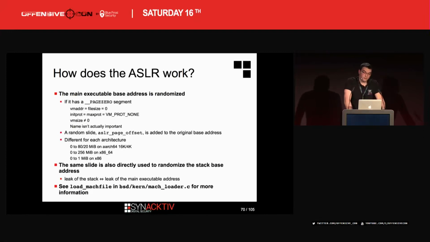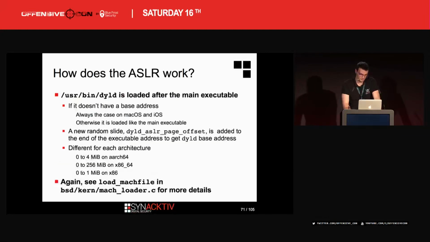So the main executable is randomized with a random slide, but the random slide is quite small. It's actually only 256 megabytes, at least on a 64-bit platform. And the same slide is actually used for the stack. That means that on macOS and iOS, if you have a stack leak, then you get a main executable leak directly for free. And the inverse is, of course, true. So I invite you to read the code of XNU to see that.